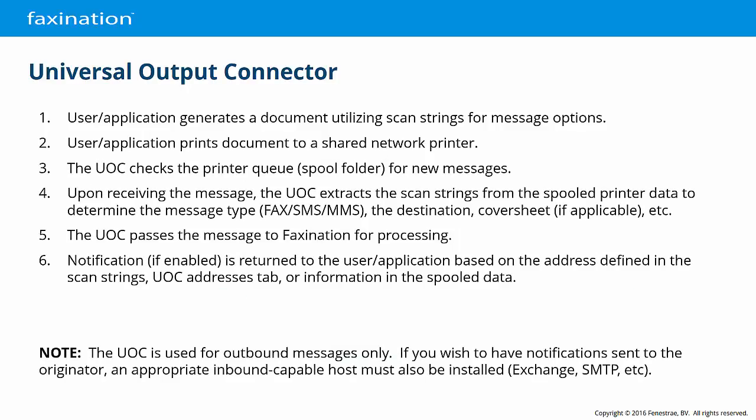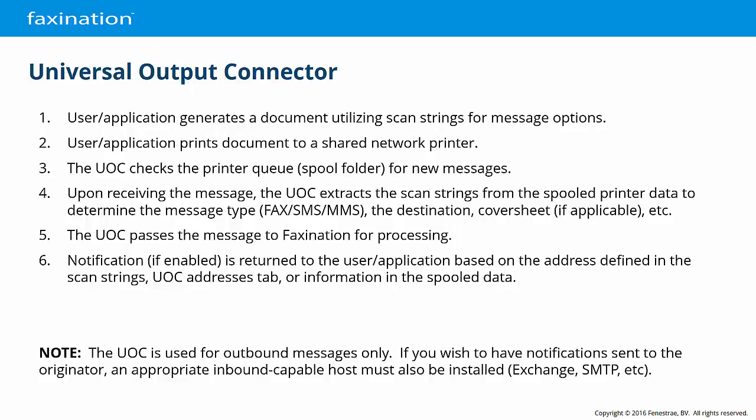The workflow of the Universal Output Connector. First, the user or application generates a document that includes scan strings for the Faxination message options. The user or application prints the document to the shared network printer that is being monitored by the Universal Output Connector. The UOC checks the spool folder for new messages. When a new message is received, the UOC extracts the scan strings from the spooled printer data to determine the message type, the destination, and the cover sheet to use, etc.